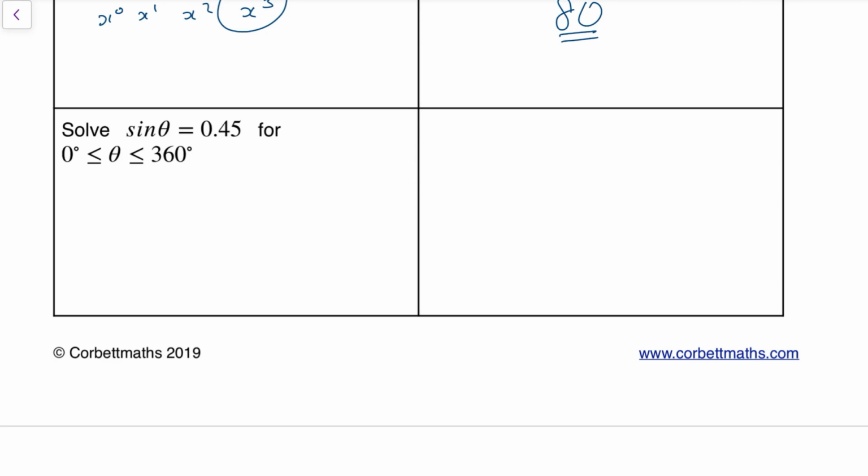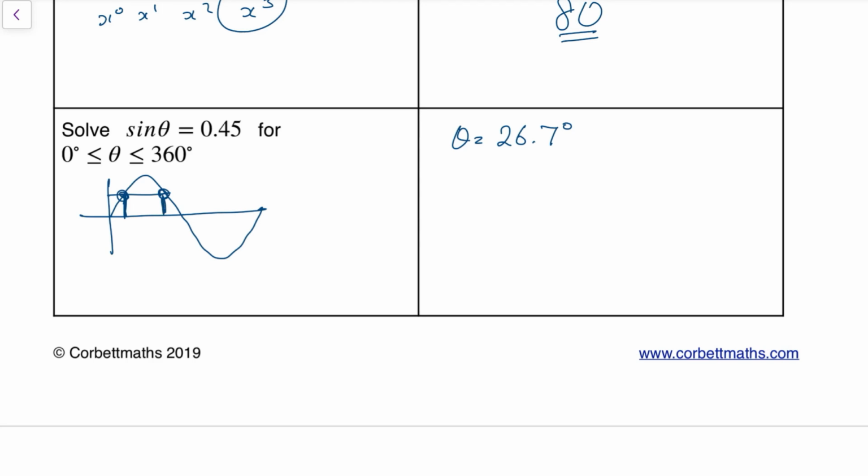Next and final question today. Solve sine theta equals 0.45. So, quick sketch. I'm doing it between 0 and 360, which means there are 2 answers. Calculator out. So sine theta equals 0.45, theta equals sine minus 1 of 0.45, and that's going to tell me that theta equals 26.7. That's this one here.